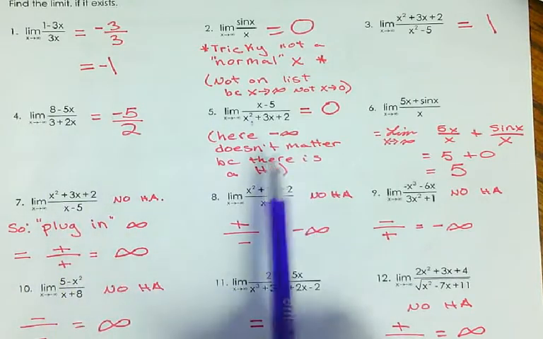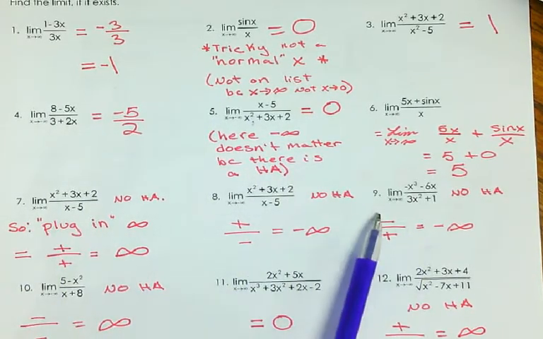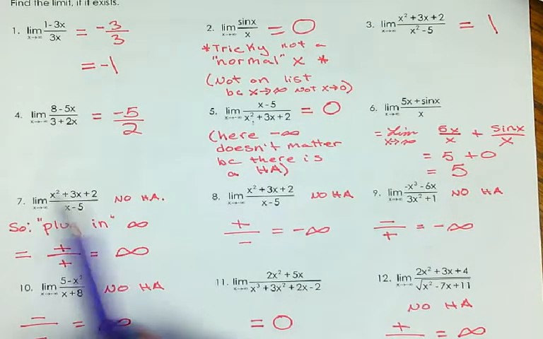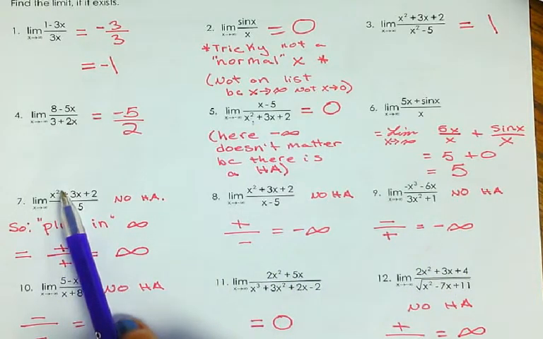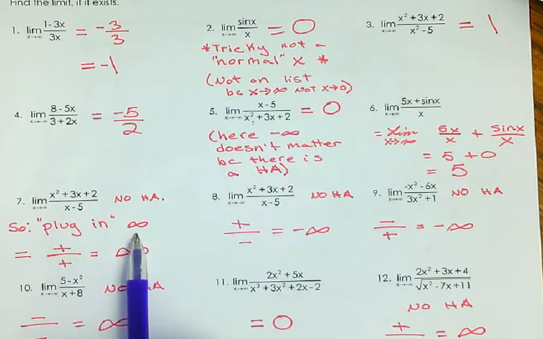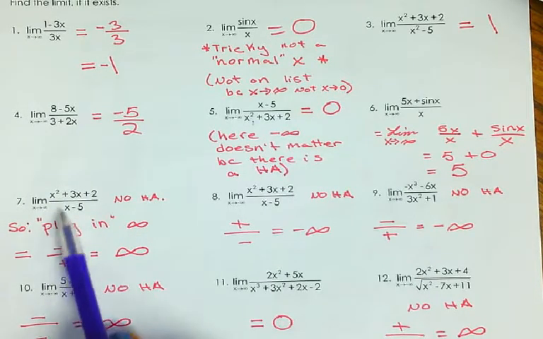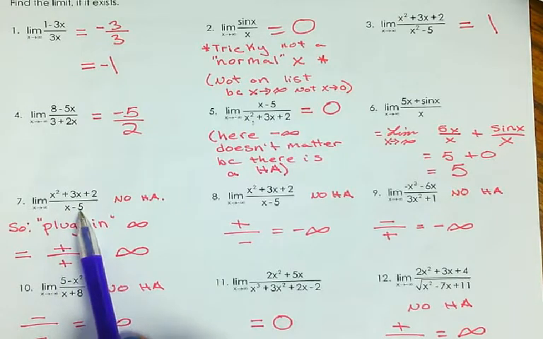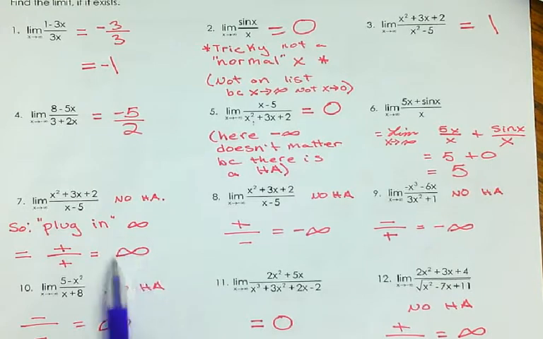So we did one where they were the same, one where it was bottom heavy. Now let's take a look at where they're top heavy. So this whole row here, 7, 8, and 9, they're all top heavy. And I made a note: there's no horizontal asymptote for each of these. They're top heavy. So if it's top heavy, you plug in infinity. If you plug in a positive infinity and square it, you get a positive. If I plug in a positive infinity here and subtract 5, I still get a positive number. So that means that this one is headed towards infinity.